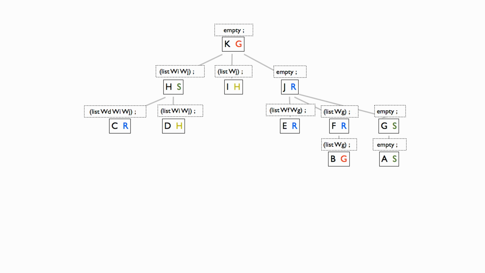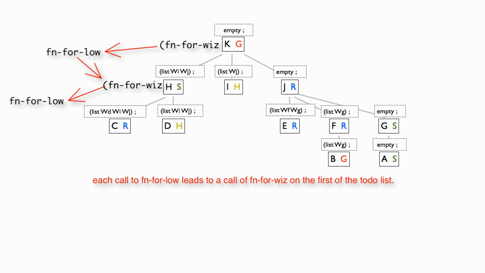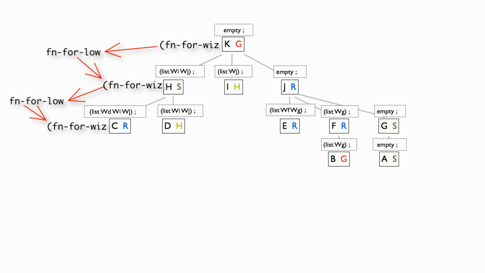And remember that in this tail recursive traversal, the way the function calling works is that there's a function call that goes fun for wizard on K. That leads to fun for LOW, which leads to fun for wizard on H, which leads to fun for LOW, which leads to fun for wizard on C. And then without producing a result right there, fun for wiz calls fun for LOW again, which leads to a call to fun for wiz on D.